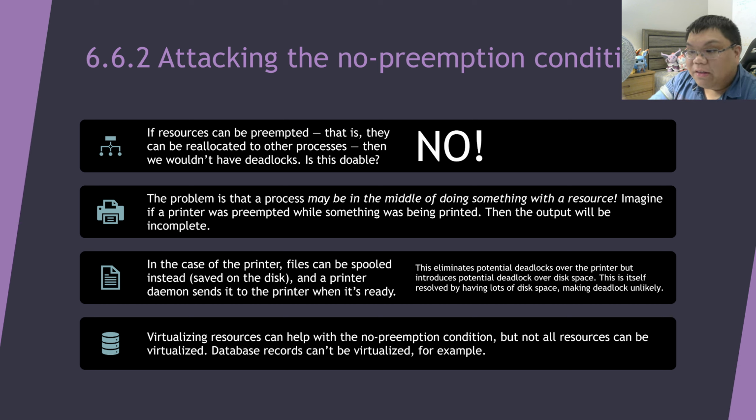In the case of the printer, we can handle that by spooling files instead. That is, the files are saved to the disk, and then a background process called a printer daemon comes in and sends those files to the printer when they're ready. This also eliminates deadlock over the printer, but it also introduces deadlock over disk space, which can be resolved by having lots of disk space. We can also virtualize resources, but not all resources can be virtualized.